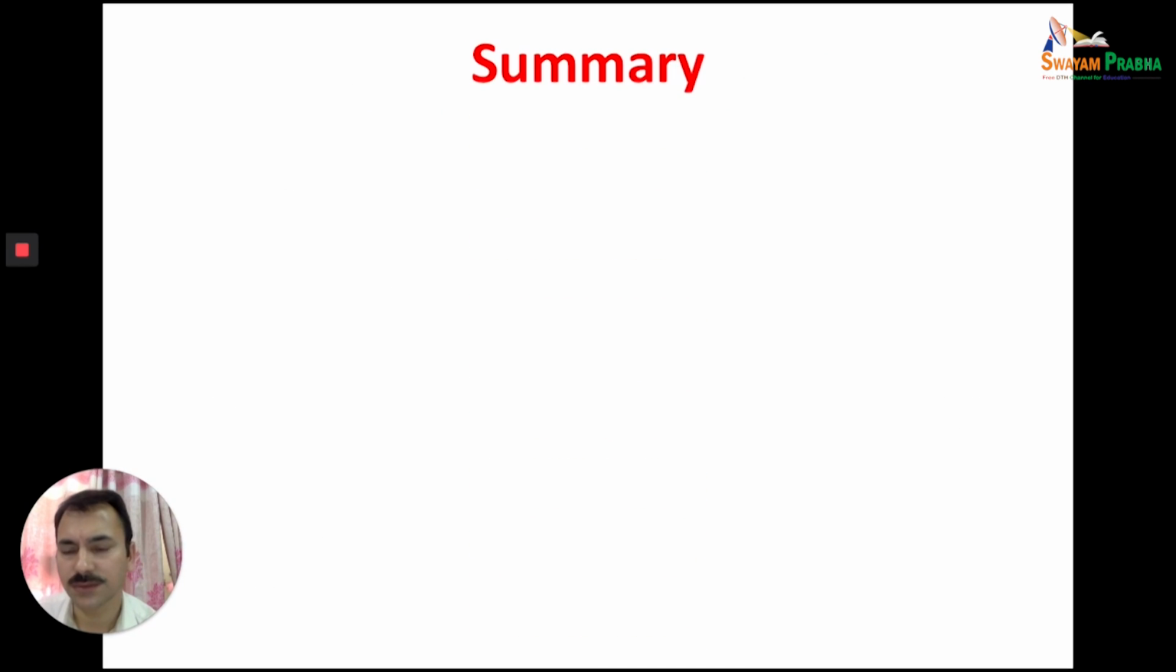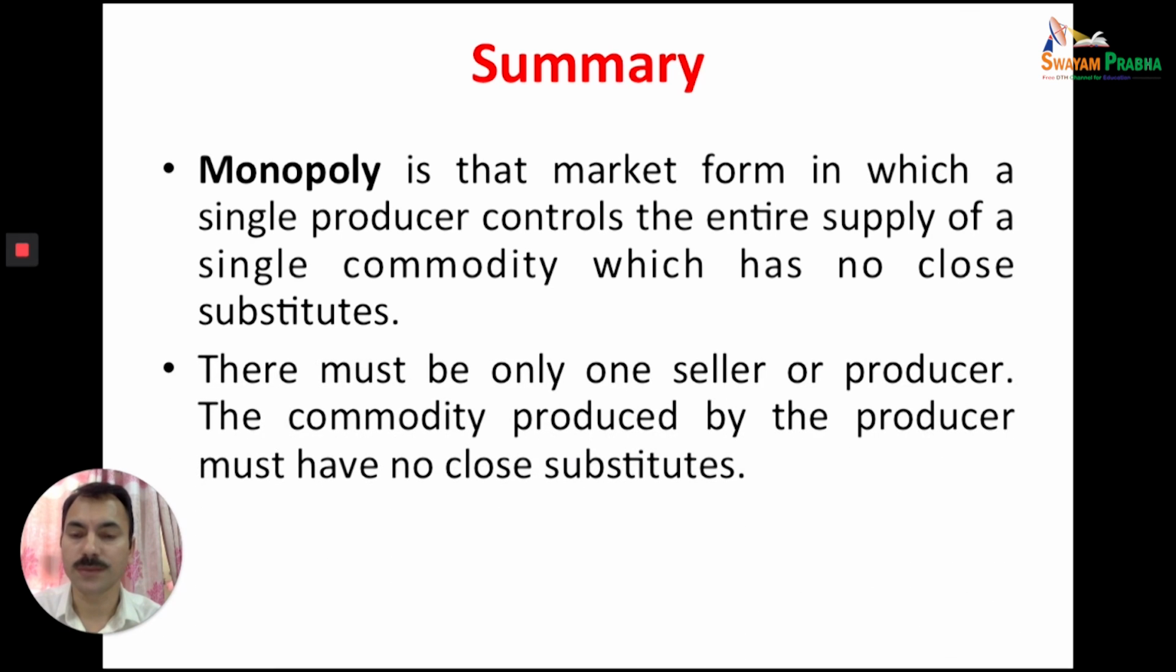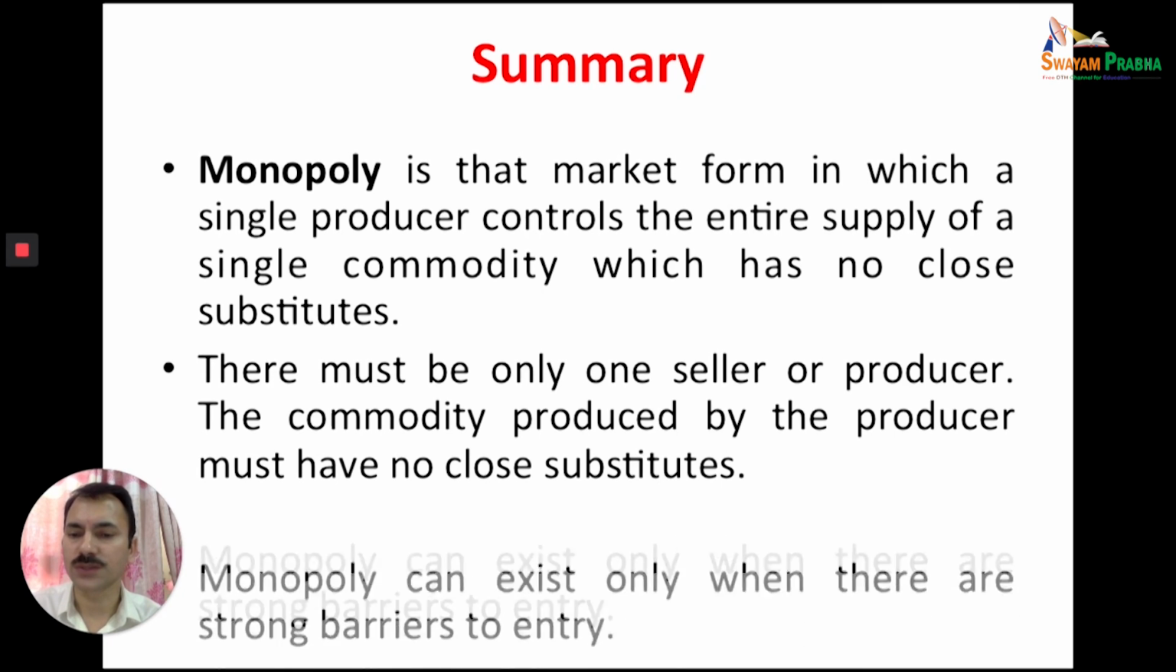So let us summarize the whole lecture. In the first part, we discussed what is monopoly. Monopoly is the market situation in which a single producer controls the entire supply of a single commodity which has no close substitutes. This is the important feature of the market, and the seller is the price maker, not a price taker. He has full control over the price. There must be only one seller, and the commodity produced must have no close substitutes.